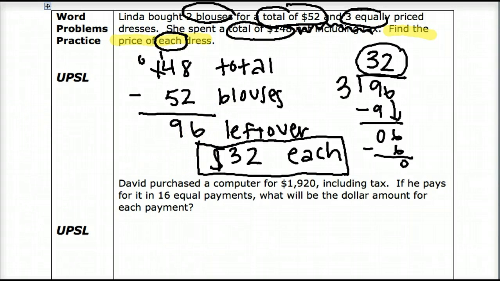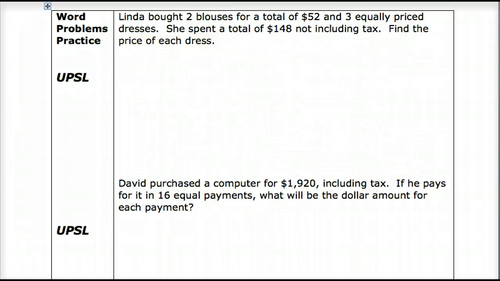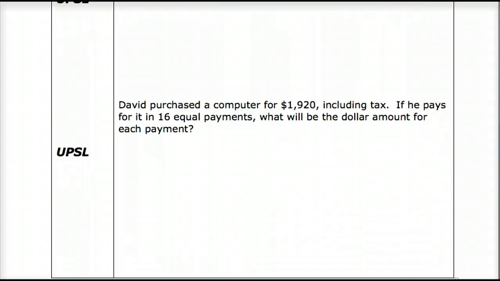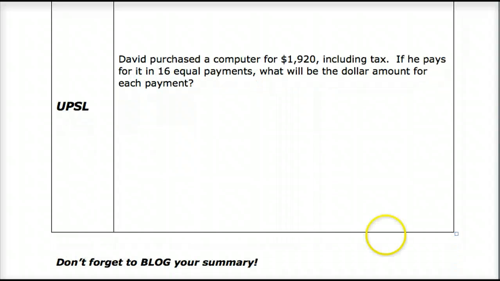So for the next problem that we are going to look at, it says that David purchased a computer for $1,920, including tax. If he pays for it in 16 equal payments, what will the dollar amount for each payment be? So first, we need to identify what we are solving for. In this case, they are asking us, what will be the dollar amount for each payment?